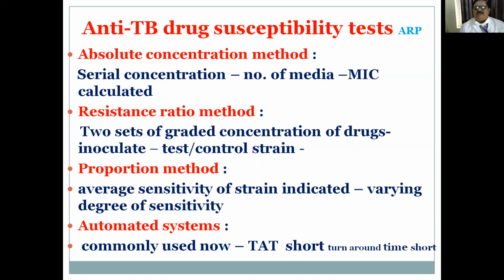Absolute concentration method, resistance ratio method, and proportion method. Automated systems are commonly used now. What is the use of an automated system? Turnaround time. That means once you give a specimen for testing, the time between the specimen being received in the laboratory and the report being given is called TAT, turnaround time. Once your lab is efficient, the TAT is reduced. Okay, so the number of mistakes is reduced. So with automated systems, the turnaround time is less.